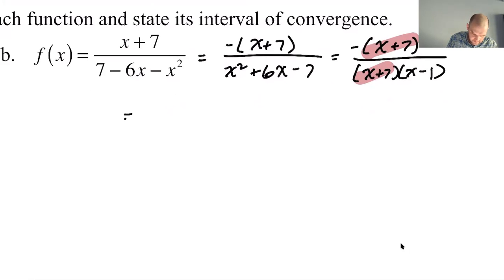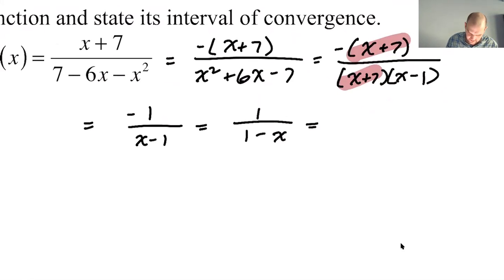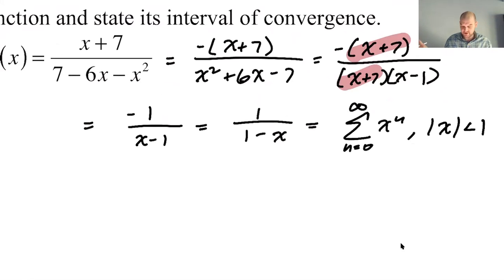So I have negative, okay, so that's going to be negative x minus 1. This is perfect. I'm going to take the negative and distribute it in the denominator. Boom. All right, and then that's it. That is the geometric series. That's just x to the n, and r is just x.